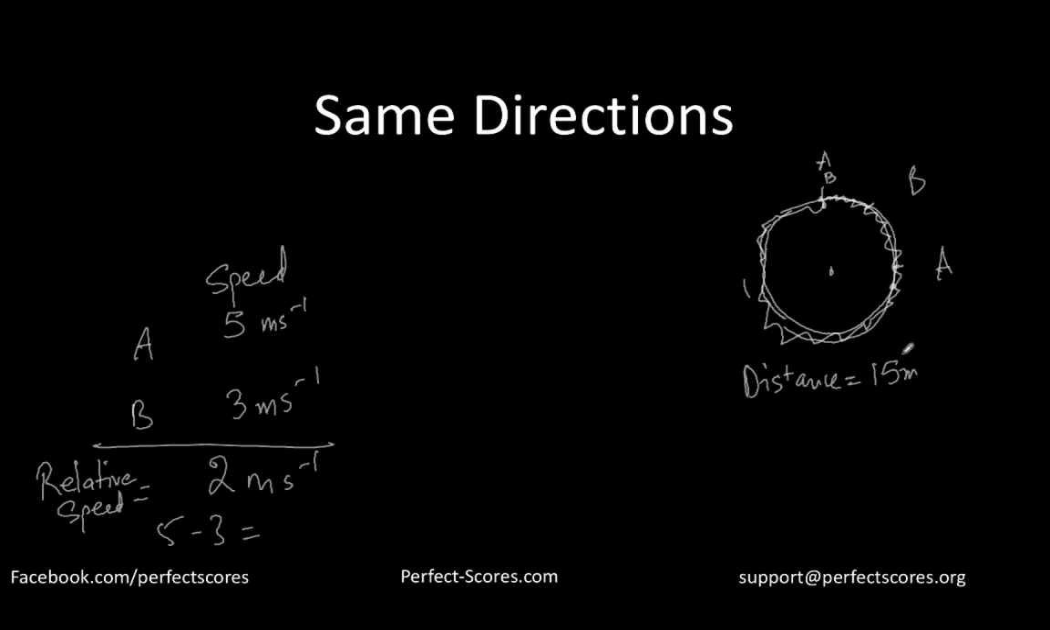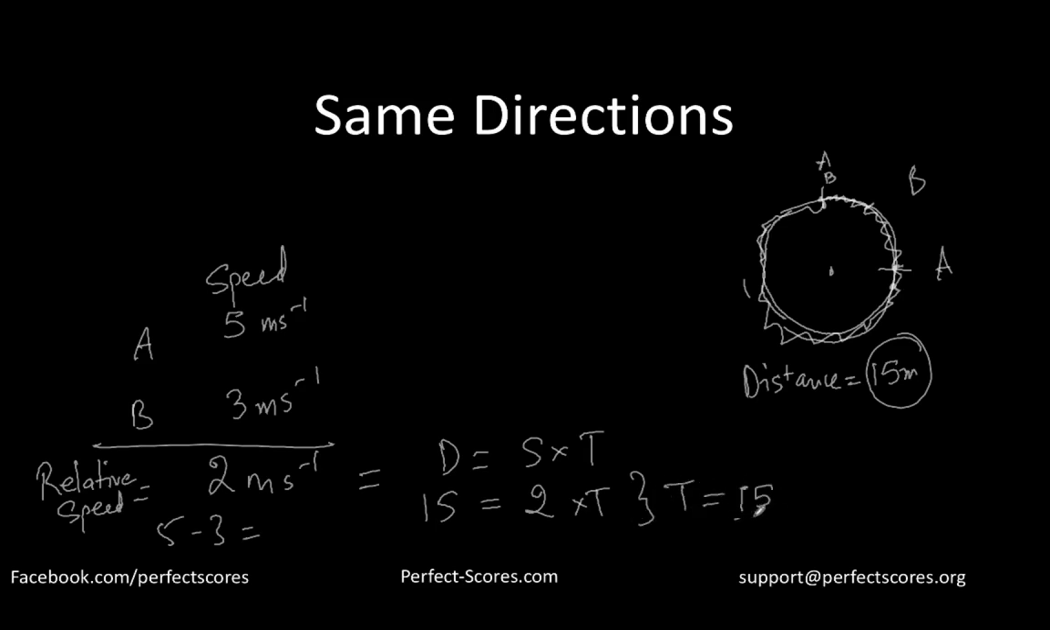For runner A to cover 15 meters between B and A, because runner A is going to do a complete lap and catch runner B, the time it takes for A to catch up with B again would be: distance is equal to speed into time, and our speed is 2 and our distance is 15. We have to calculate the time. That means runner A will catch up with runner B in 7.5 seconds.